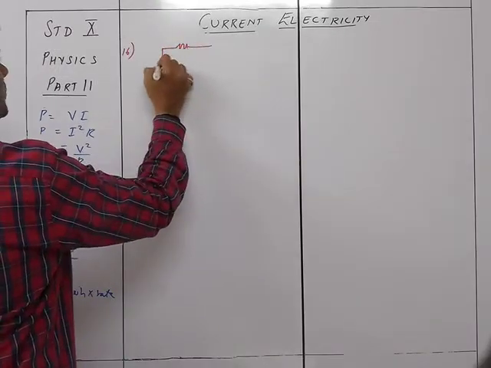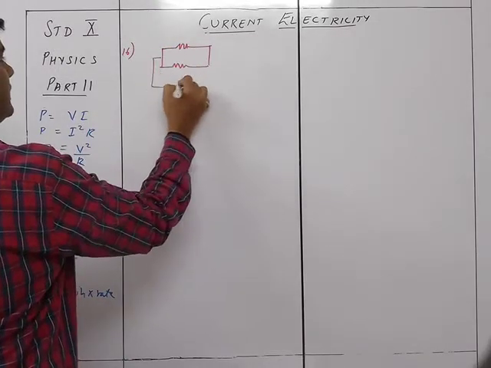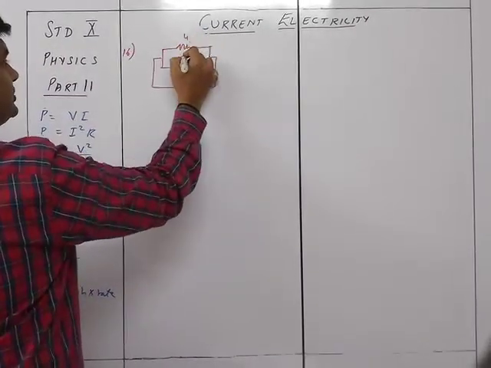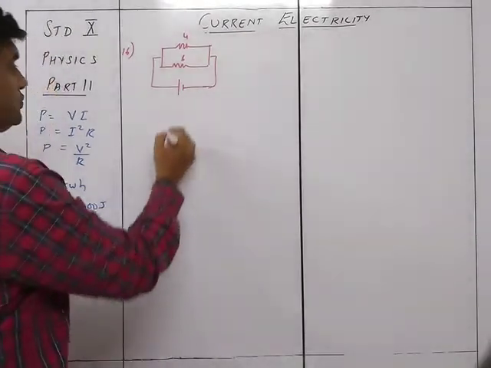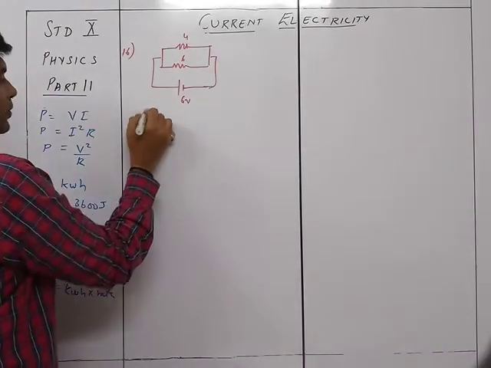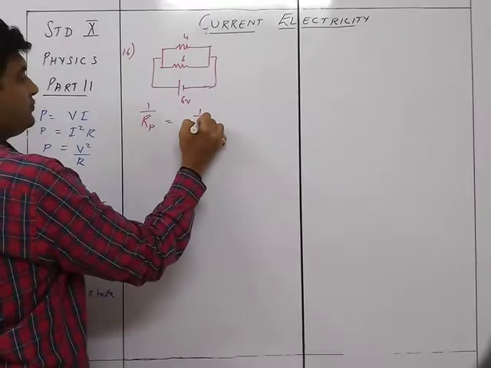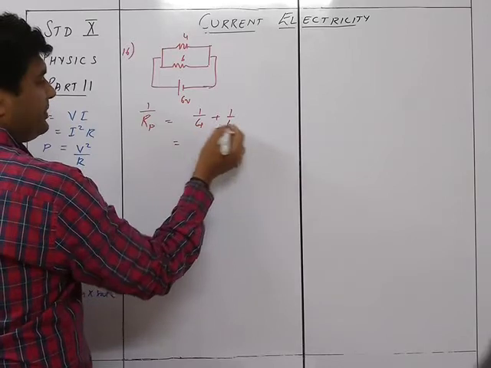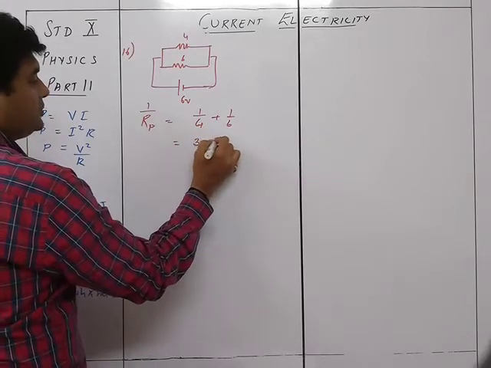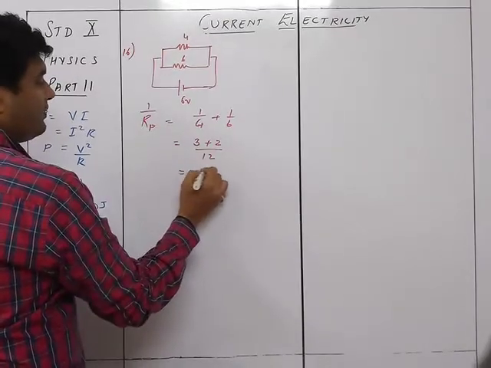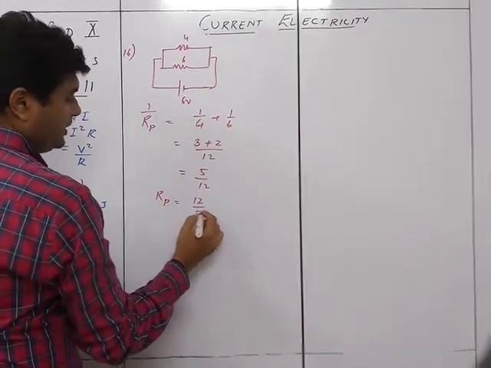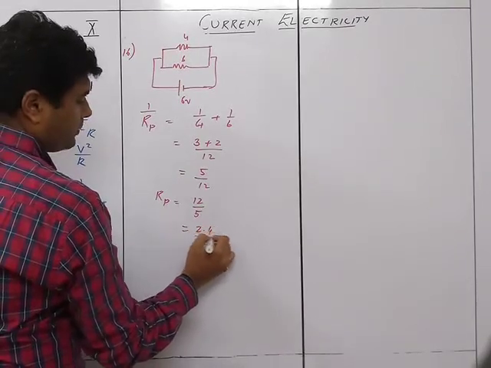So we have over here the resistances connected to a battery. It's 4 ohms, 6 ohms and a 6-volt battery. So we have 1 upon Rp equals 1 upon 4 plus 1 upon 6. The LCM will be 12, so it will be 3 plus 2 upon 12, which is 5 upon 12. So Rp is equal to 12 upon 5, which is 2.4 ohms.